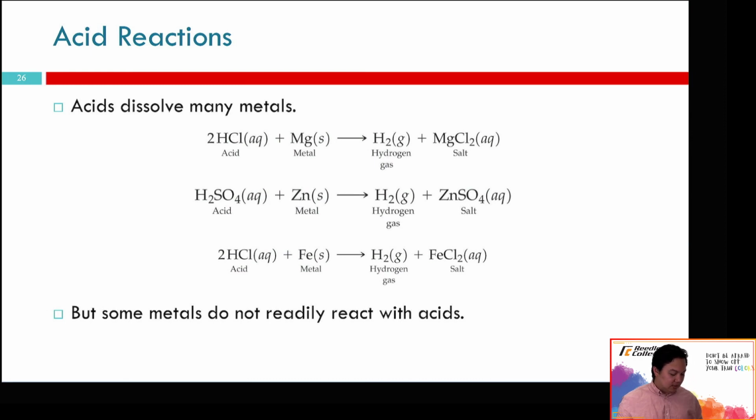Okay, so acids dissolve many metals. Actually, this timer's about to go off, so we're gonna take a break there. I'm gonna drink this entire glass of water and then another one, and we'll meet back in 5 minutes at 11:06.